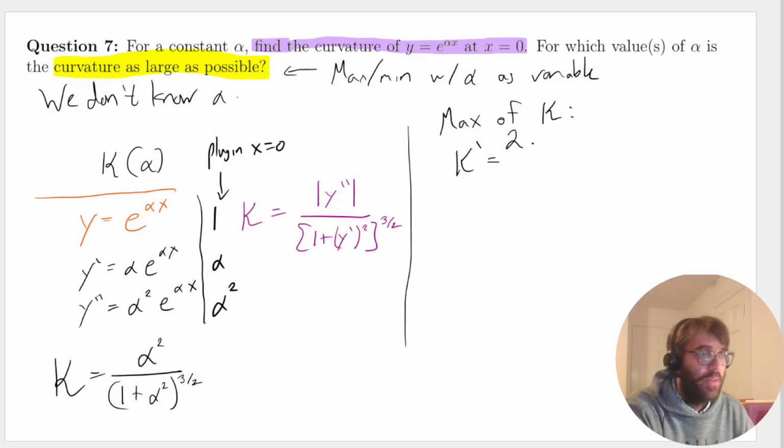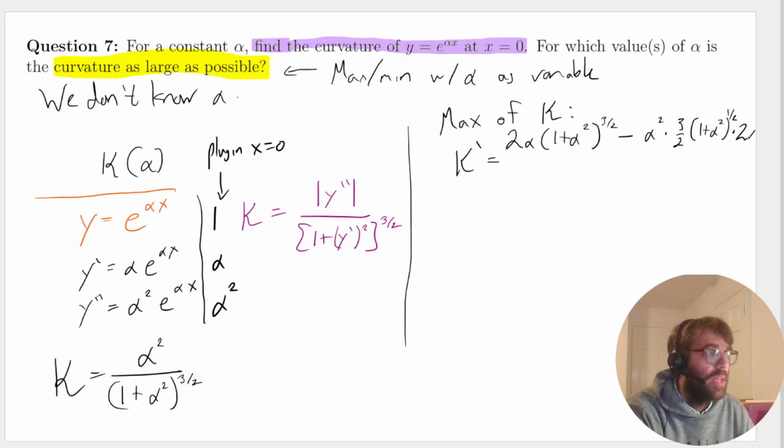Let's work it out. The derivative of the numerator times the denominator, 1 plus alpha squared to the 3 halves, minus the numerator, alpha squared, times the derivative of the denominator, and I'm running off the edge of the screen, but I need to do a chain rule times 2 alpha.